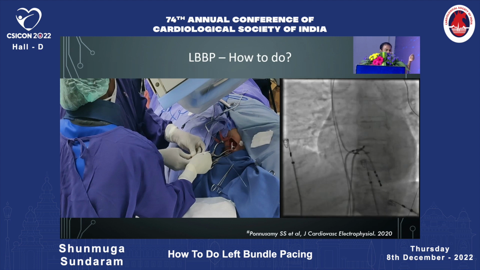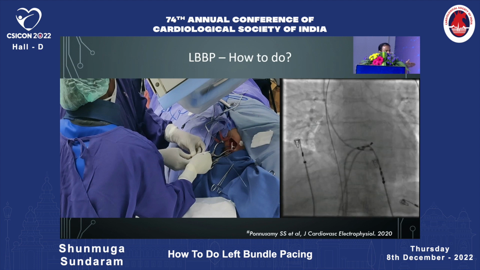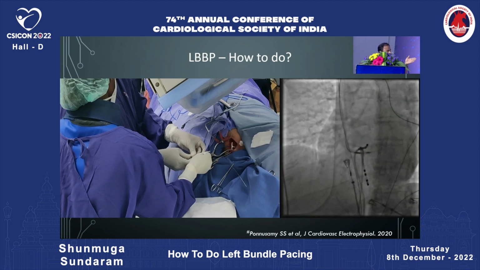So the lead helix, or otherwise cathode, is 1.8 millimeter and the inter-electrode distance is 9 millimeter. So altogether it will be 10.8 millimeters from the distal end of the anode to the lead tip. So you go to LAO and measure the septal thickness.